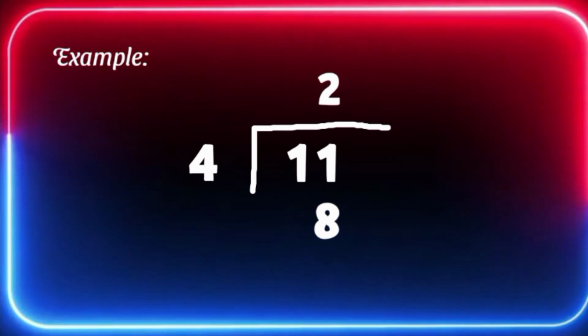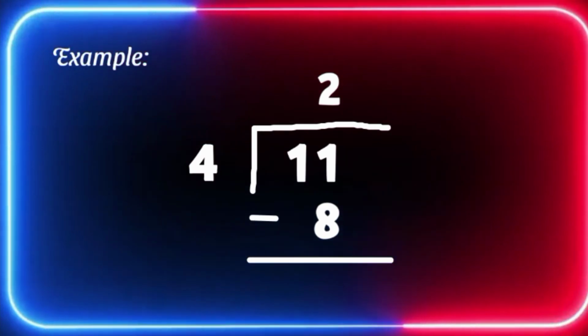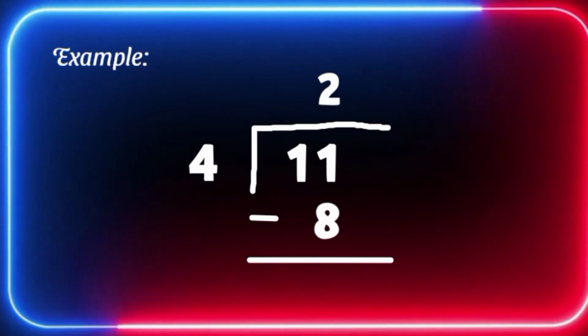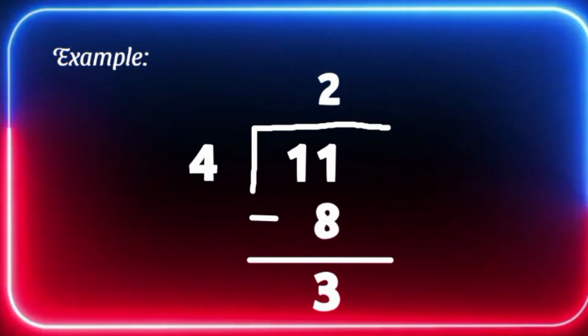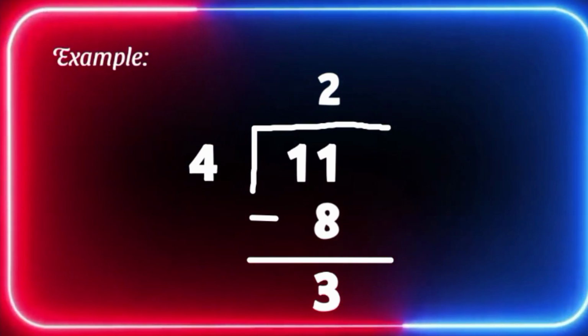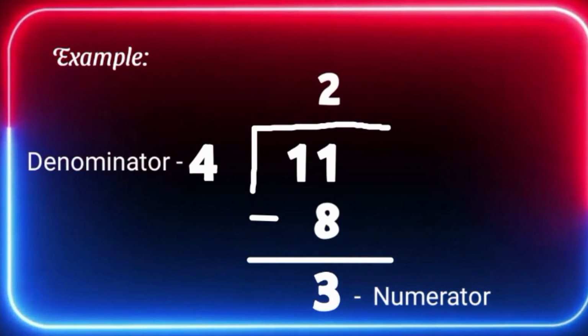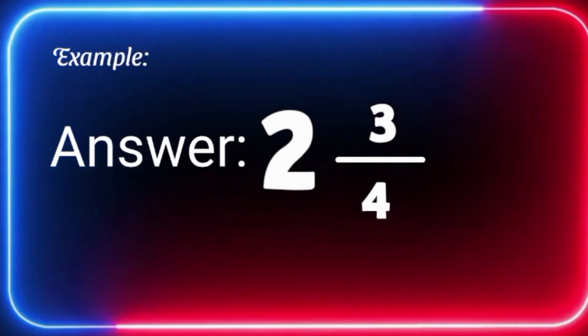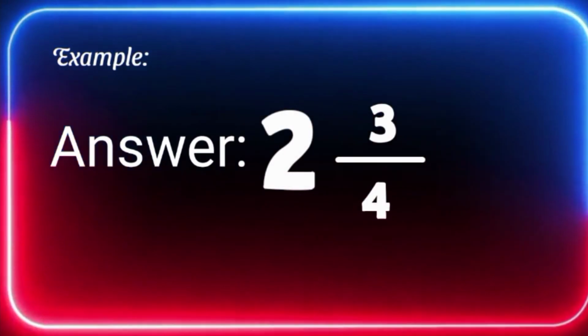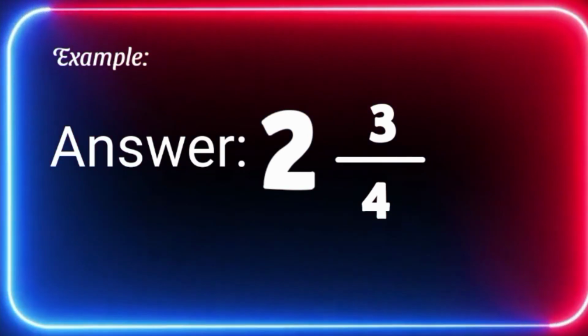Now, let us subtract 8 from the dividend. So, let us subtract 11 minus 8. The answer is 3. So, the remainder 3 here will become the numerator and the divisor will become the denominator. So, your answer will become 2 and 3/4. Now, to simplify 11/4, the answer is 2 and 3/4.